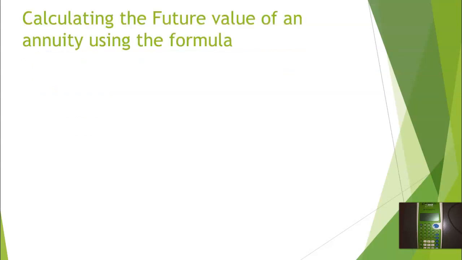Okay, so calculating the future value of an annuity using a formula. So in the previous video, we looked at using the recurrence relation to work out the future value. And that's okay if you're only doing 1 or 2 or 3 compounding periods. But if you have a large number of compounding periods like 100, 200, 300, 400, you don't want to be pressing the calculator button 400 times. And so therefore we can use a formula for large values of n.